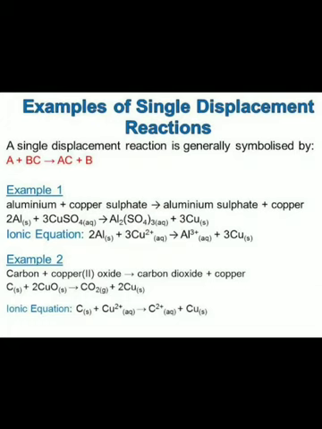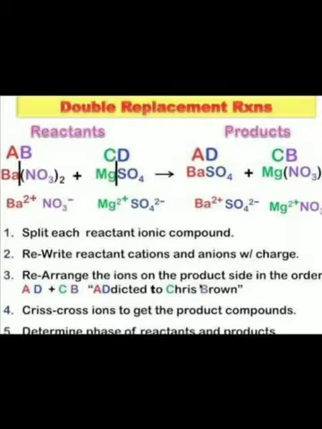Next we discuss what is double decomposition reaction. Double decomposition reaction is a chemical reaction in which two reactants exchange their radicals to form new substances. That means two compounds react with each other, exchange their radicals, and form two or more substances. That is known as double decomposition reaction. Let's see the example.